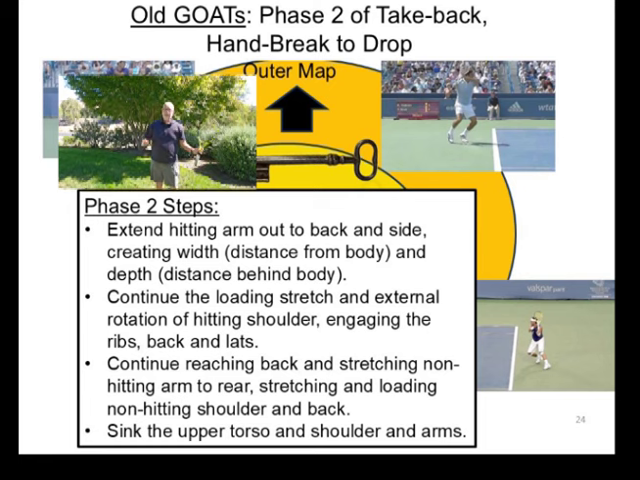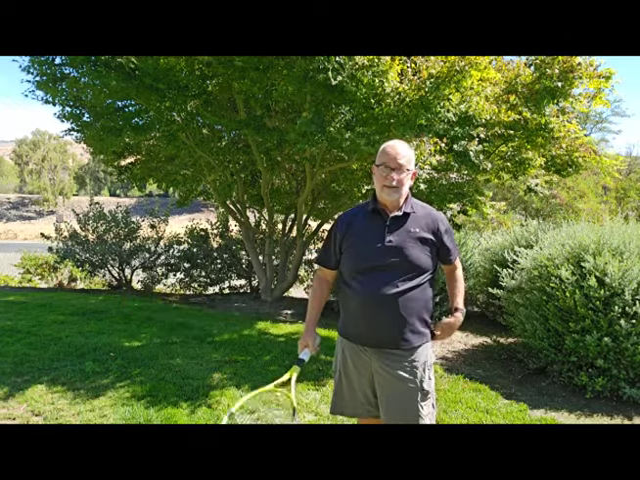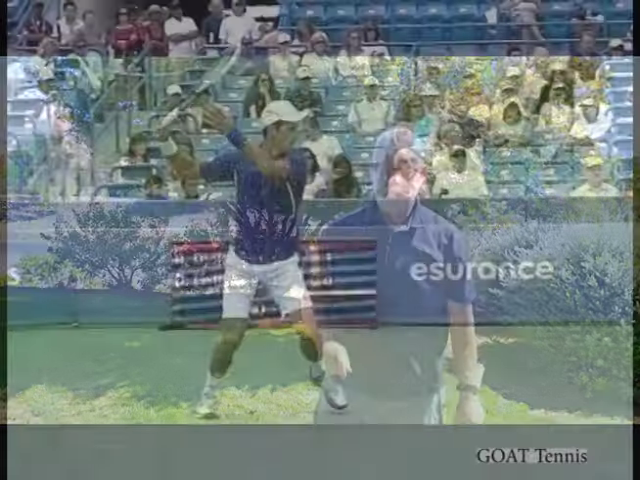So you can do this in different ways if you decide that you want to follow the old goat model, which would be a good model. They're great players. Well, we'll talk about the next generation in a moment. But first, look at phase 2 of the old goats, this move from initial take back to the dropping of the racket. It's a pretty short and simple move, but I want you to be able to isolate and look at that as well.